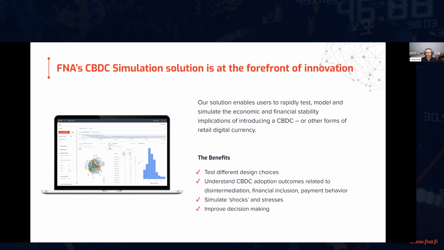Also, we work on the CBDC environment with a CBDC simulation solution. Our solution enables users to rapidly test, model, and simulate the economic and financial stability implications of introducing a CBDC or other forms of retail digital currency. The main benefits of our solution are that they will allow the user to test different design choices to understand CBDC adoption outcomes related to disintermediation, financial inclusion, and payment behavior. It will allow the users to simulate shocks and stresses into the CBDC rolled out. And obviously, the main outcome is to improve decision-making among the many stakeholders that are related to the CBDC environment.